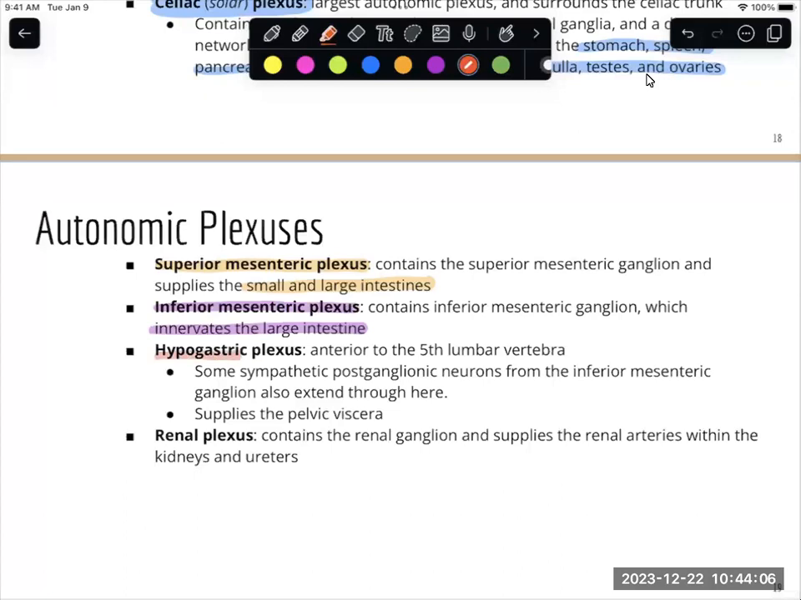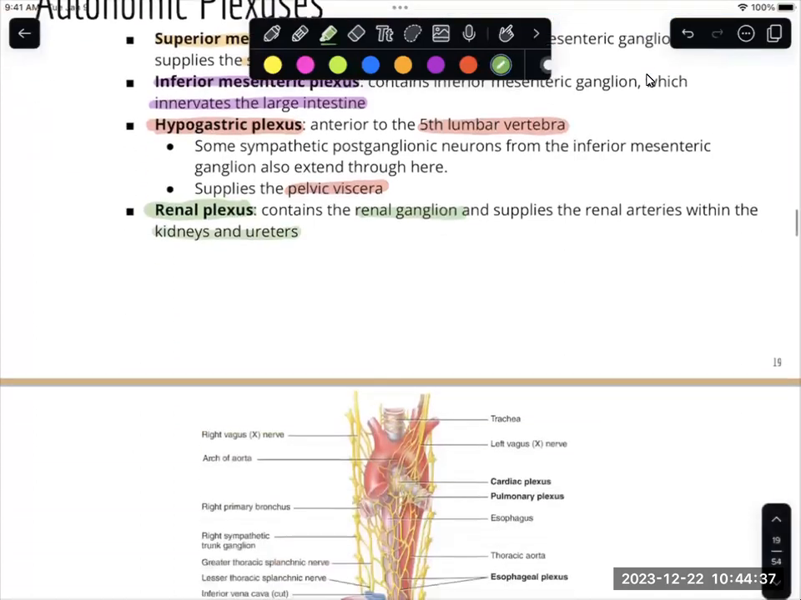We have a hypogastric plexus at the 5th lumbar vertebra area, which goes to the pelvic viscera. And then we have a renal plexus, which has the renal ganglion, for the kidneys and ureters. So if you remember a lot of your anatomical terms from chapter 1, these anatomical terms are telling you right where these plexuses are located.